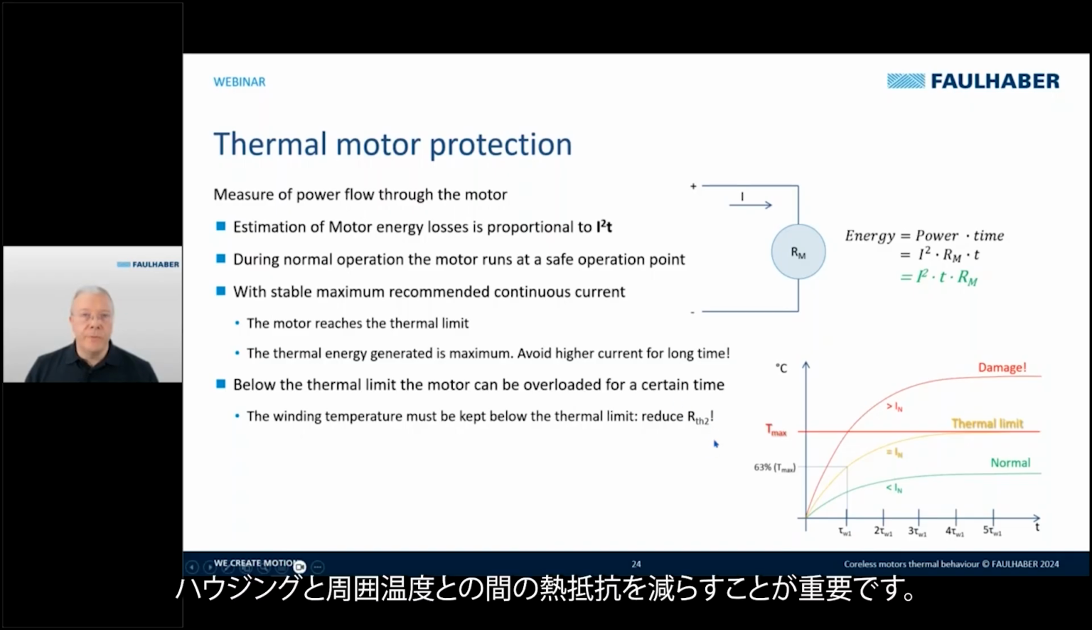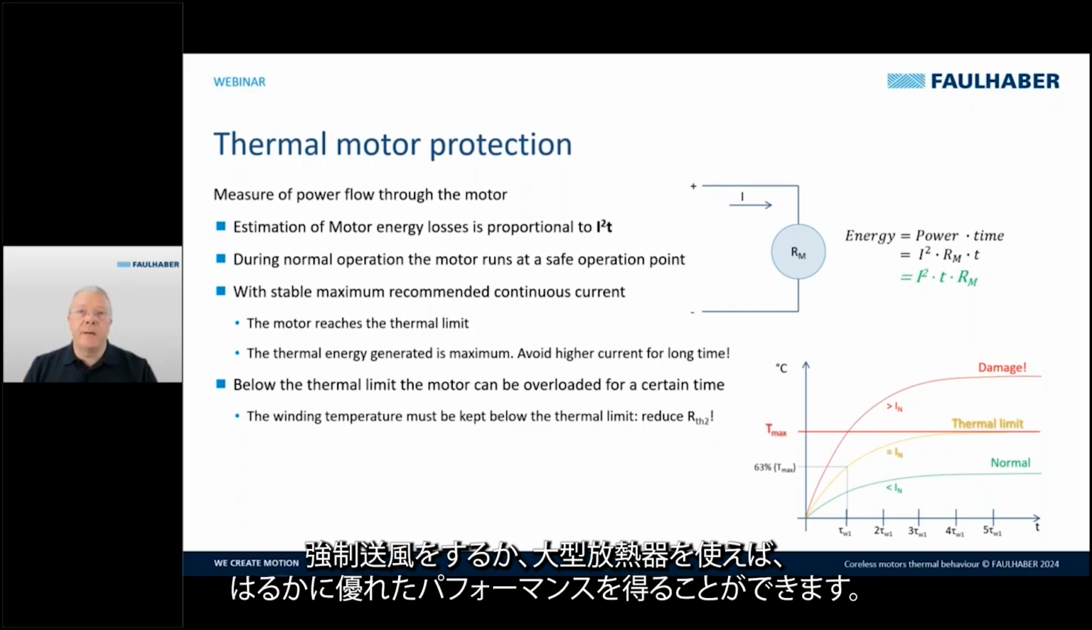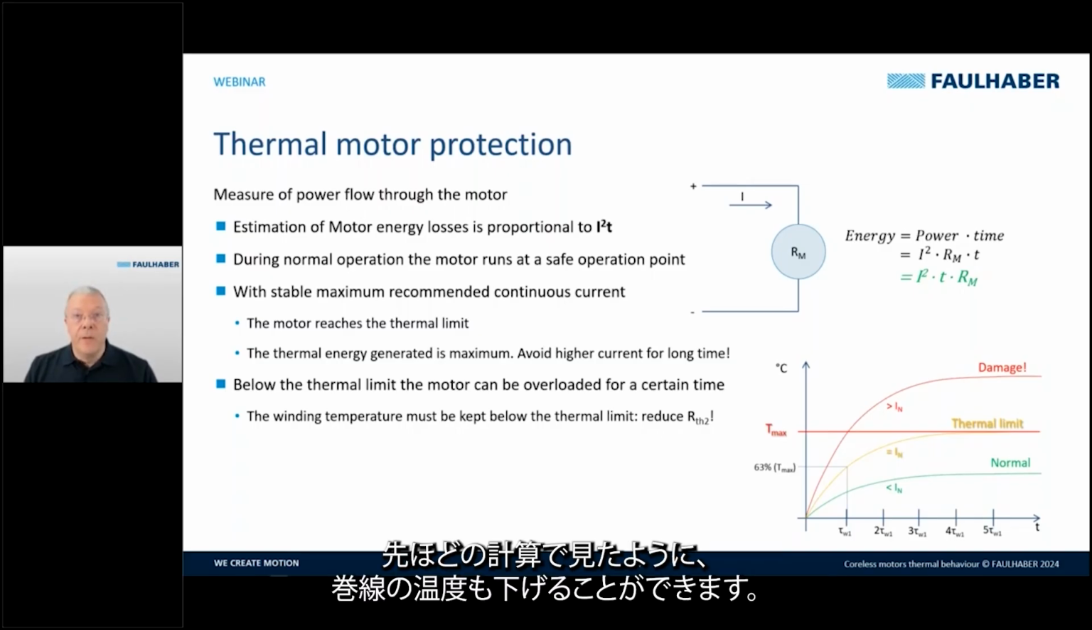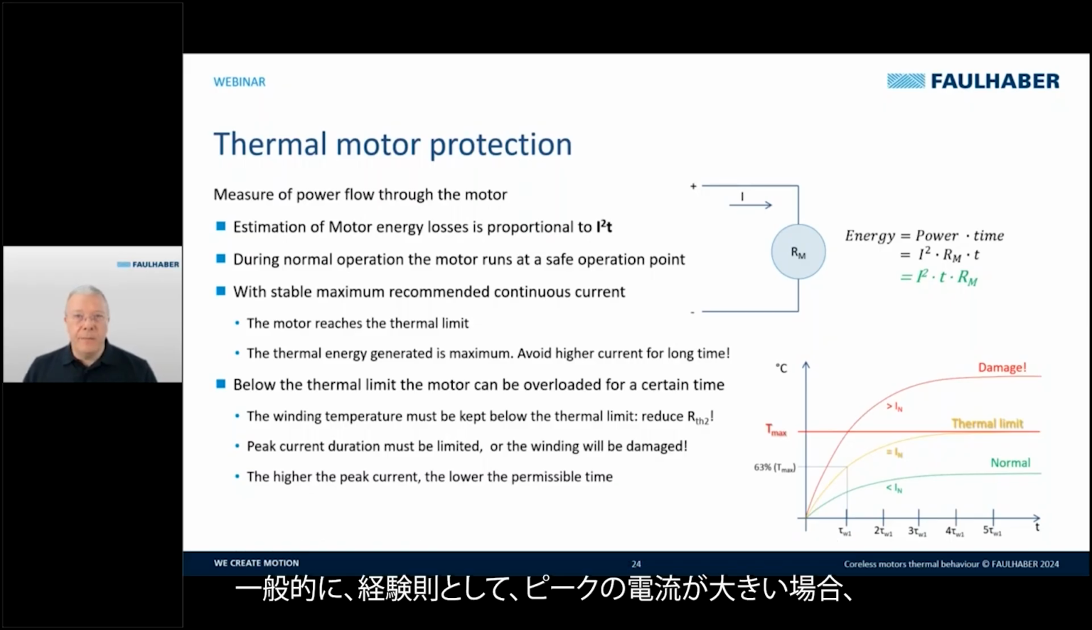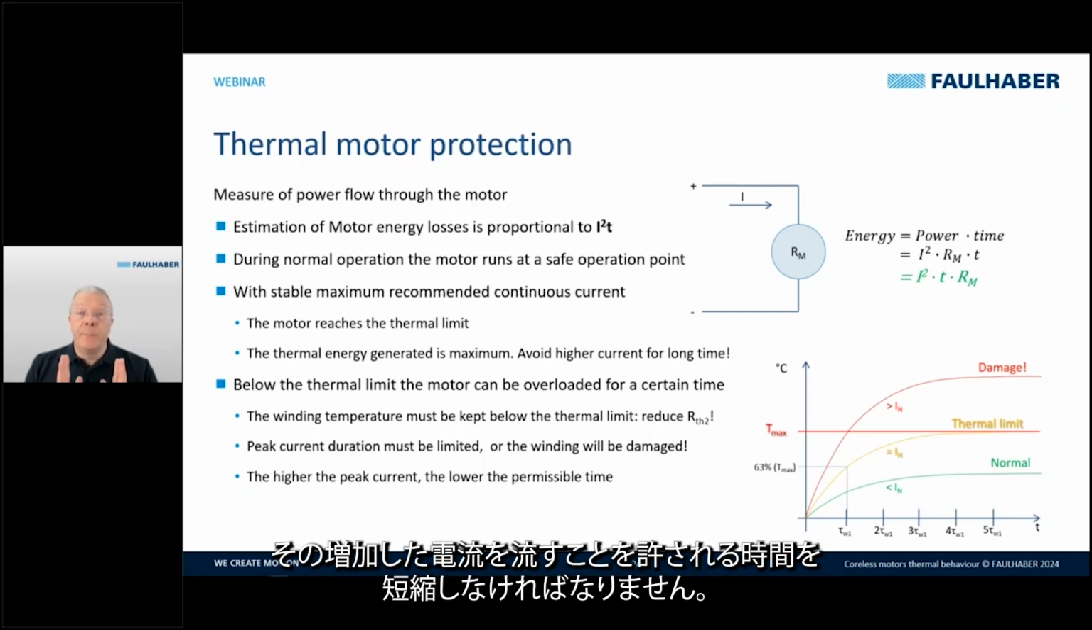It's important to reduce the thermal resistance between the housing and the ambient. So with forced air blowing or with a larger dissipator, we can get much better performance, and we can also reduce the winding temperature, as we have seen before in the calculation. And the peak current must be limited to a certain time, otherwise we damage the motor. Typically, a rule of thumb is when the peak current is higher, then we have to reduce the permissible time allowable for this increase of current.